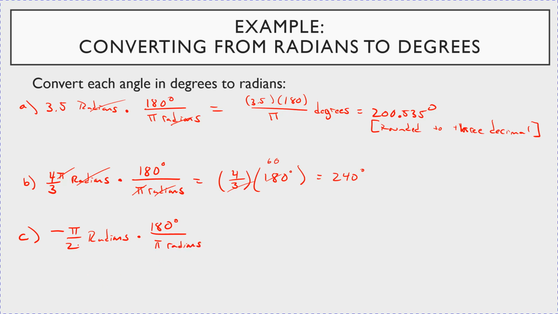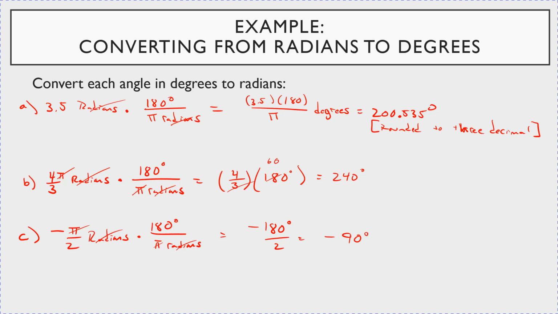Well, look, this one's easy, right? Don't forget you have the negative sign. And remember, it's okay to have a negative angle. So pi cancels, radians cancels, and you're left with negative 180 degrees divided by 2, which is just a negative 90 degree angle.